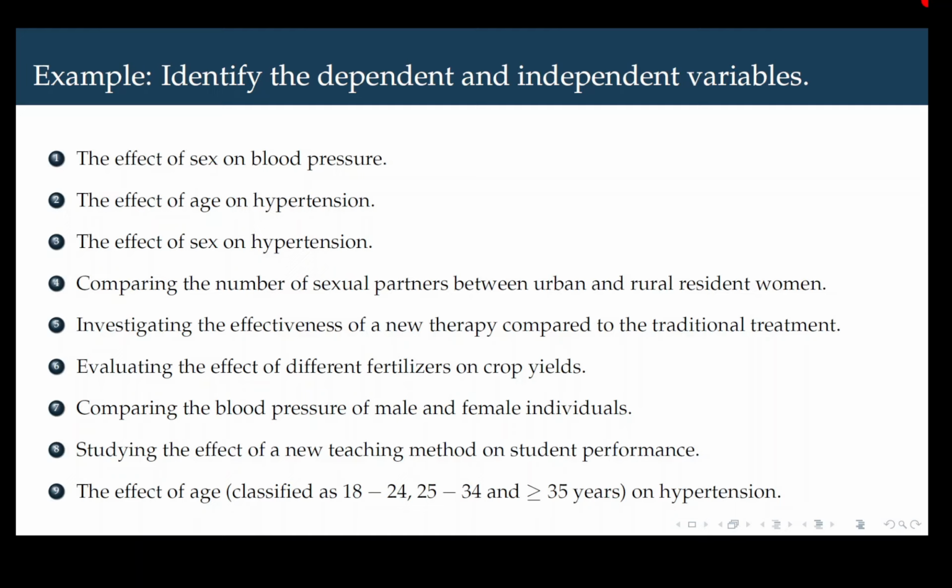And let's consider number 5, investigating the effectiveness of a new therapy compared to the traditional treatment. Here, the effectiveness of the treatment is the outcome variable. It may be effective or not. And the type of the treatment is the independent variable. The type of the treatment could be the new therapy or it could be the traditional one. Therefore, the type of treatment, whether it is new therapy or traditional, is the independent variable, and the effectiveness of the treatment is the outcome or the dependent variable.